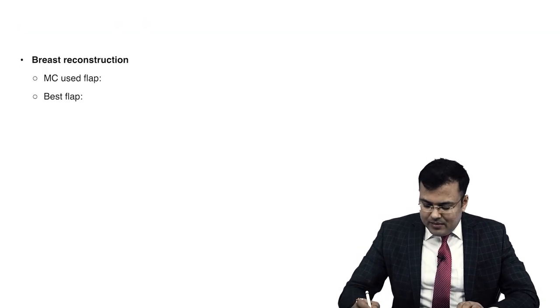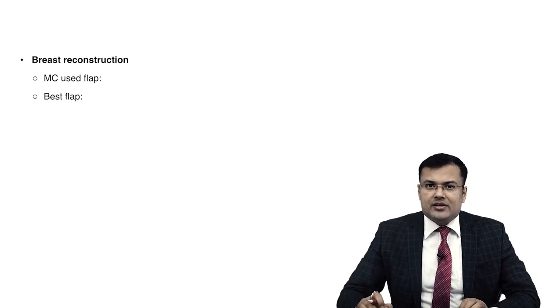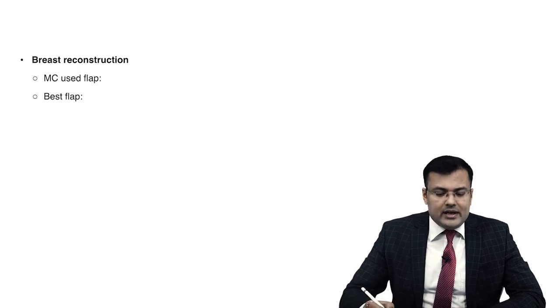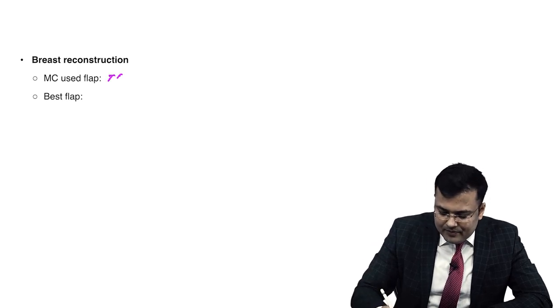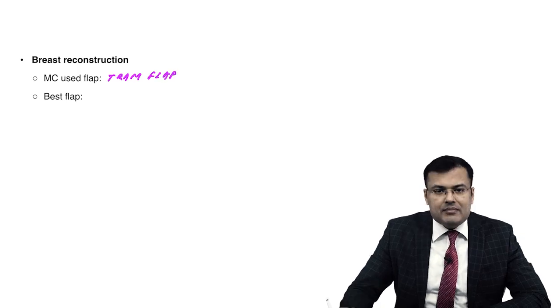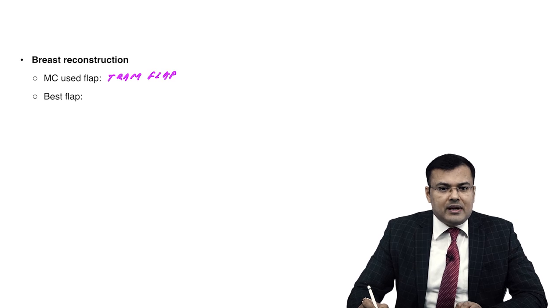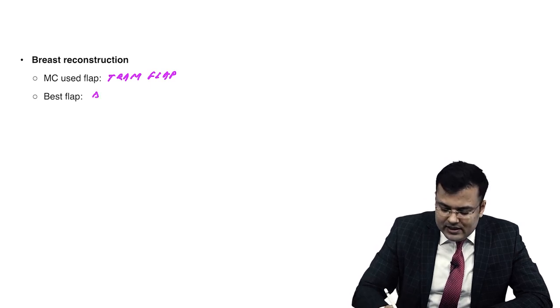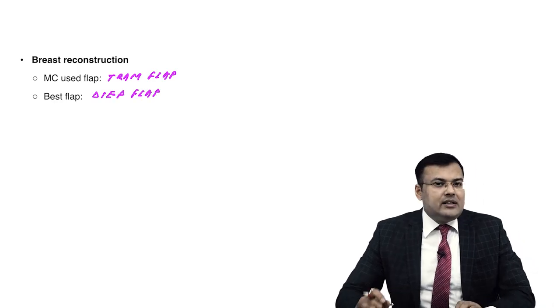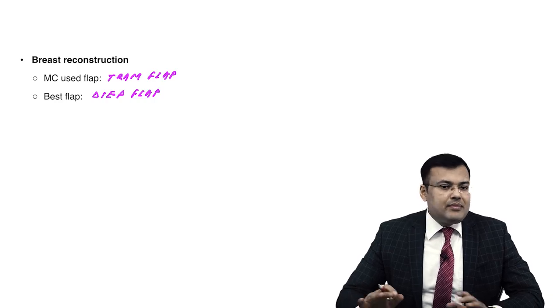So let's discuss the important questions related to breast reconstruction. We discussed what is the most commonly used flap, that is TRAM flap. What is the full form? Transverse rectus abdominis muscle flap. What is the best flap? That is DIEP flap. Can you tell me the full form? DIEP, that is deep inferior epigastric artery perforator flap.